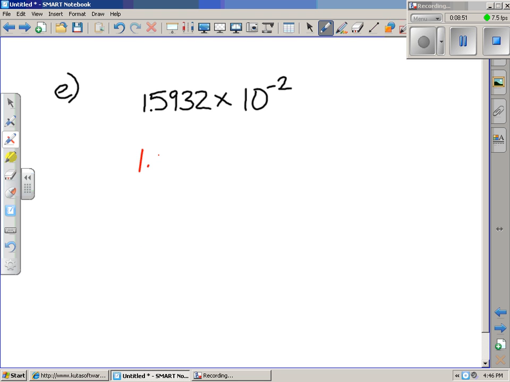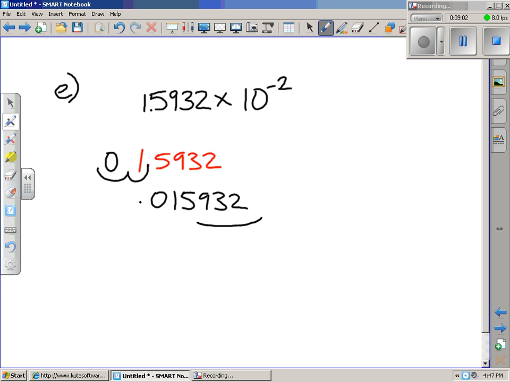All right, 1.5932 times 10 to the negative second. I move the decimal to the left 2 places, and we get a result of 0.015932.